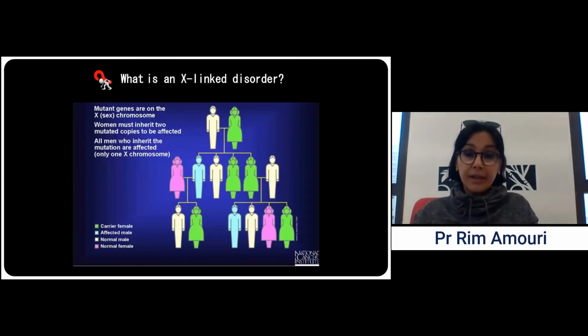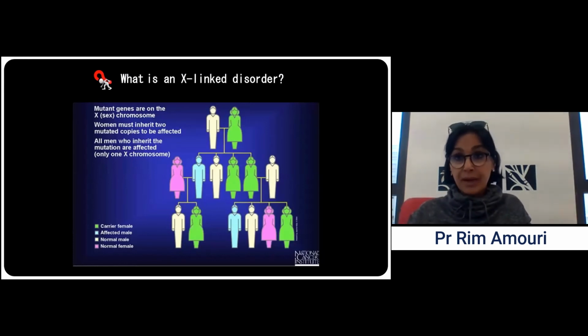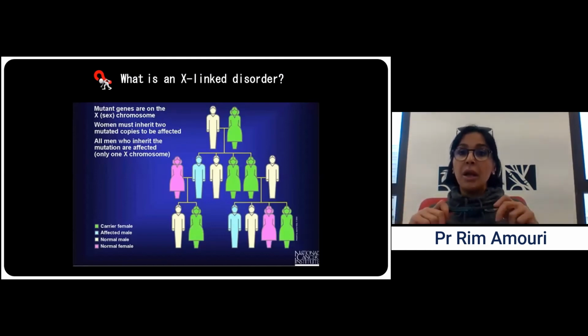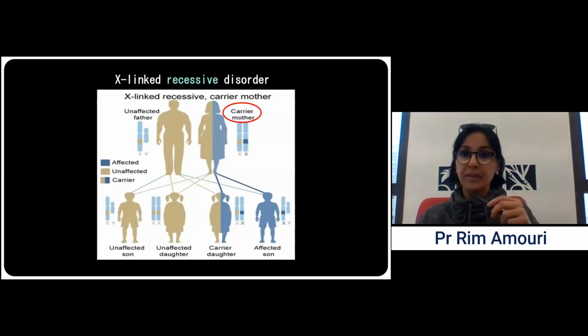Finally, X-linked disorders are caused by mutations in genes on the X chromosome. So a male carrying a mutation will be affected because he carries only one X chromosome, and a female carrying a mutation in one gene on one X chromosome is generally unaffected because of the other X chromosome.